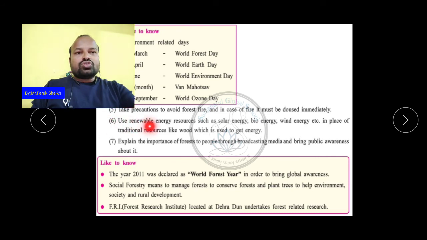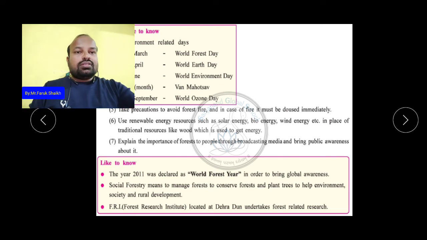Use renewable energy sources such as solar energy, bioenergy, wind energy, etc. in place of traditional resources like wood, which is used to get energy. Many people are using wood sticks for cooking. Cooking this way is very harmful for breathing and the lungs, and it also releases carbon dioxide, increasing pollution. That is why instead we can use gases, LPG, CNG, yes or no, and we can use renewable energy resources. We can use solar energy, bioenergy, wind energy, etc. in place of traditional resources like wood, which is used to get energy.